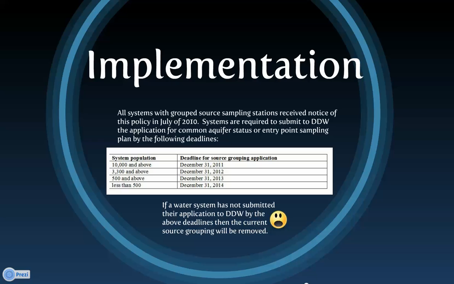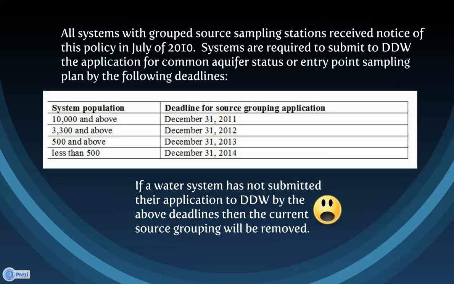All systems that have group source sampling stations should have received a notice of this policy in July of 2010. We sent out a letter to all of our systems that already had these group source sampling stations and told them about this new policy. And then we gave all of our systems this time frame. The time frame is when water systems have to either submit their common aquifer application or their sampling plan for the entry point to the Division of Drinking Water in order to maintain their group source sampling stations.